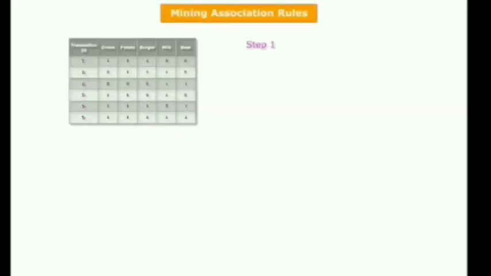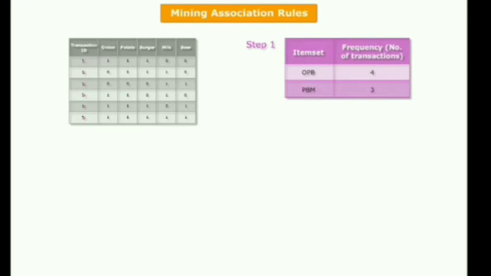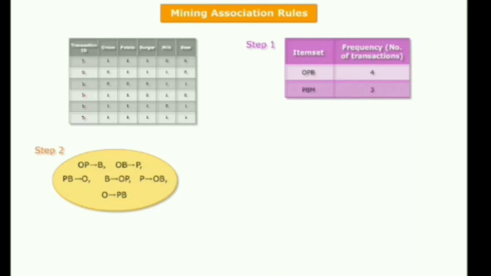Refer to the previous example to get an efficient association rule. In the example, OPB was the frequent item set, which means step 1 has already been taken care of. Now come to step 2. All the possible rules using OPB are OP implies B, OB implies P, PB implies O, B implies OP, P implies OB, and O implies PB.